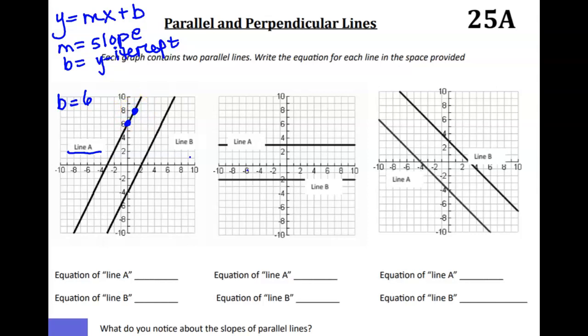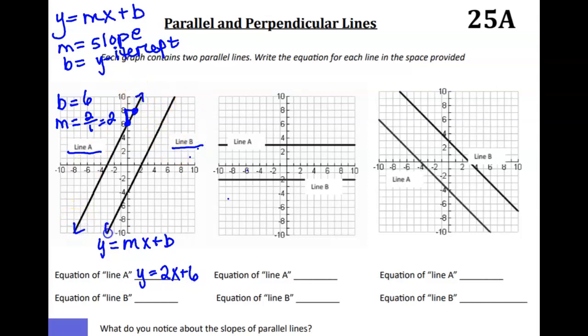From that, I'm going to determine the slope by doing my rise over my run. I go up 2 and to the right 1. So my slope is 2 over 1, which is 2. Once I have the slope and the y-intercept, I can easily write the equation of the line. Again, y equals mx plus b. All I have to do is plug in the m and the b, and I have y is equal to 2x plus 6.